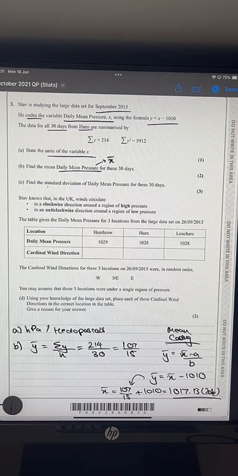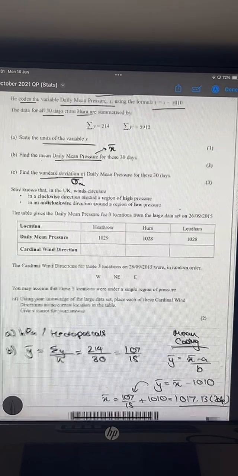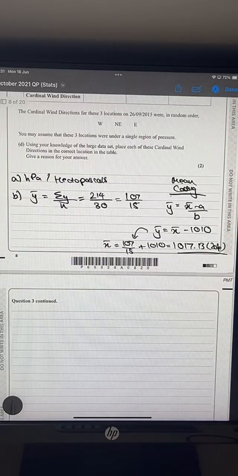Part C, find the standard deviation, which is mu of x of the daily mean pressure for these 30 days. So you've got a bit more work to do for this one because you're just a bit more subbing in, but you get an extra mark just for uncoding it.